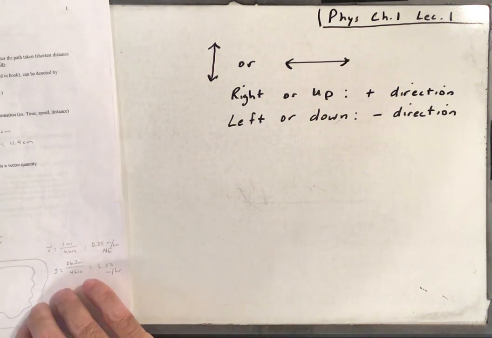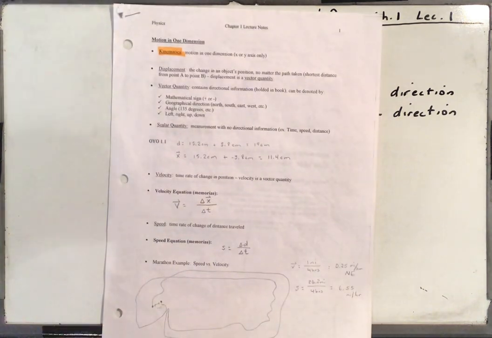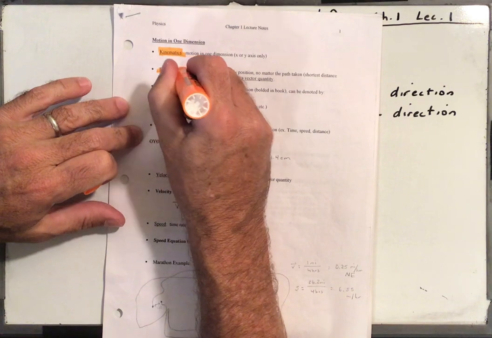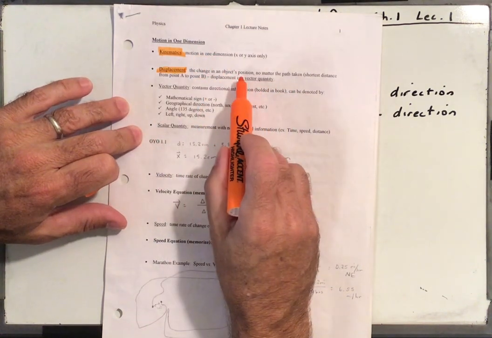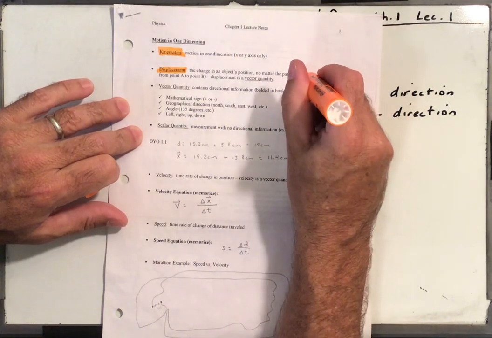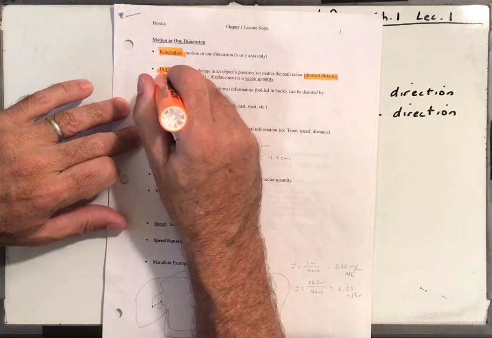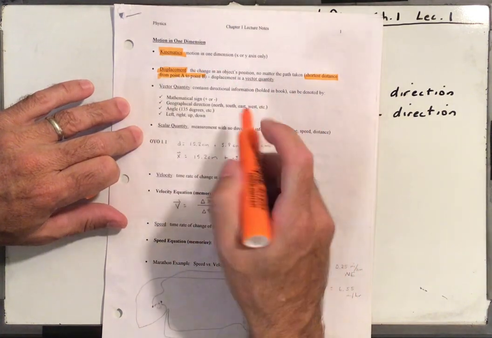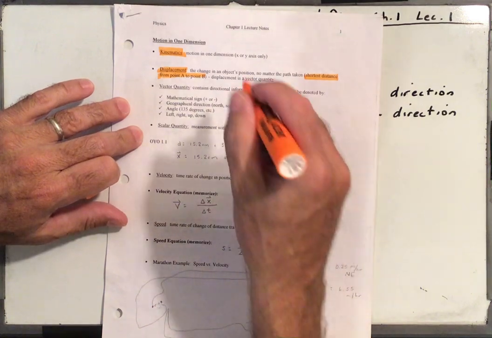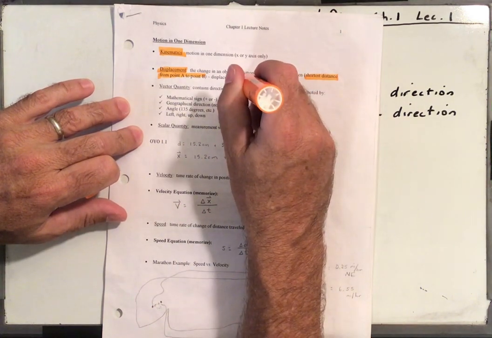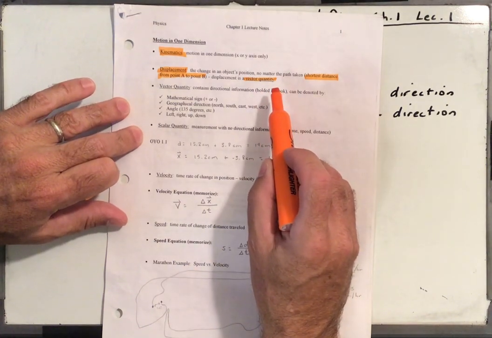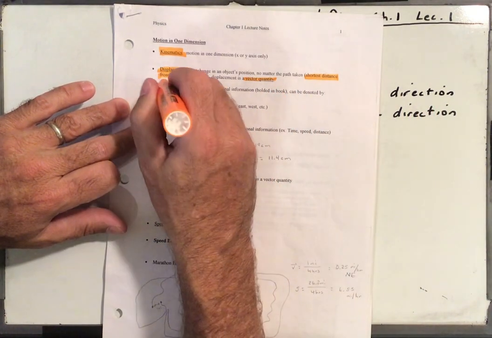All right, so the next thing on the notes, displacement is the change in an object's position no matter the path taken. So it's the shortest distance from point A to point B. It's different than distance. Displacement and distance are different. Displacement is a vector quantity. That means it contains directional information. All right, so let's get a little more into that. What's a vector quantity?